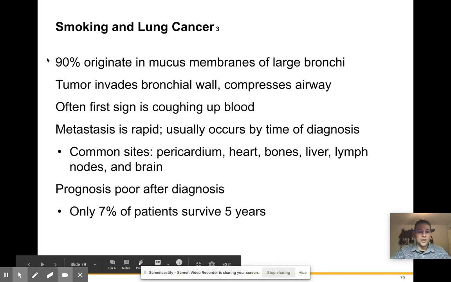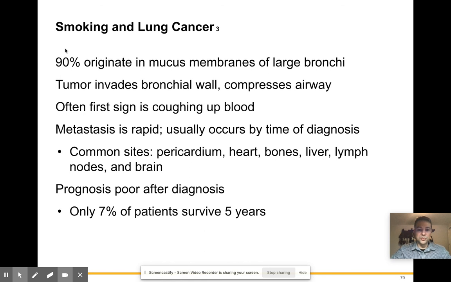Okay. 90% of lung cancers originate in mucous membranes of the bronchi. The tumors invade the bronchial walls. Those tumors are going to compress the airways, so you're not going to get as much oxygen. Often the first sign of lung cancer is coughing up blood. A lot of times people find lung cancers when they don't even have any symptoms.